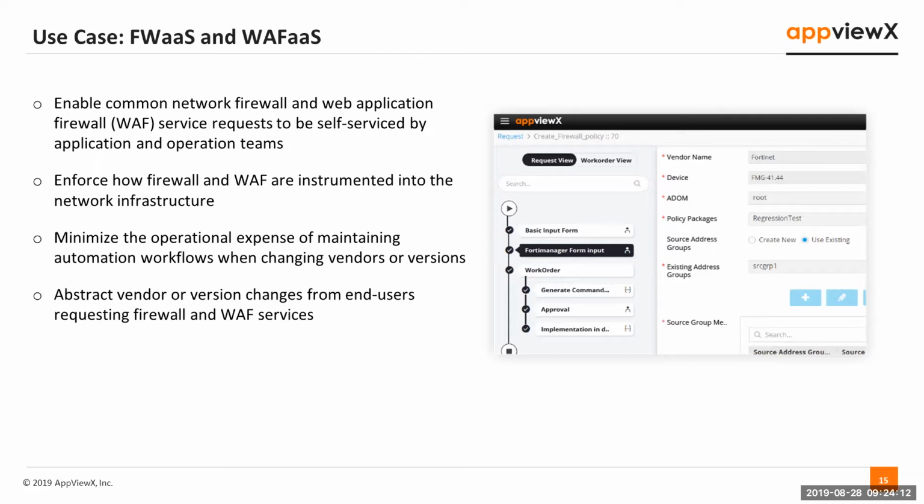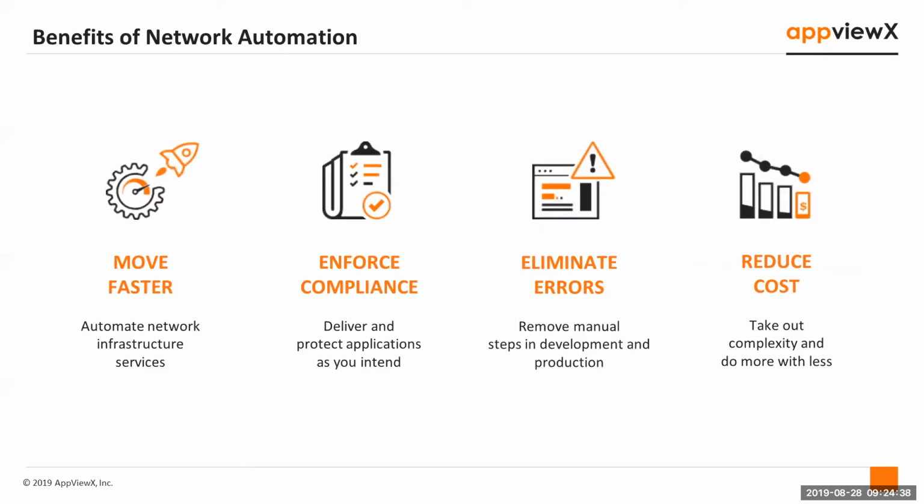Again, a graphic representation of defining basic inputs that go into the security policy structure, and then sequencing through the implementation, which is the definition of the sequence tasks that were outlined and illustrated in the visual workflow palette a couple of screens back. So all of this leading up to the benefits of the network automation. It enables businesses and enterprises to move faster, enforce compliance, eliminate errors, and reduce costs.